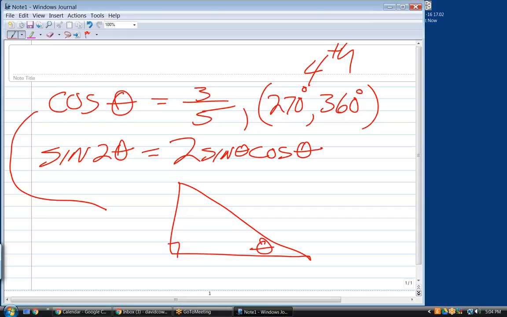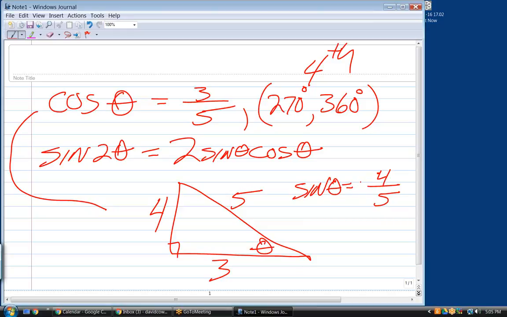What's the adjacent side to theta equal? 3. What's the hypotenuse equal? 5. Now figure out what the opposite side is equal. It's a 4. It's a 3, 4, 5 triangle. Now what's sine theta equal? So that would be 4 over 5. What's its plus or minus sign in the fourth quadrant?